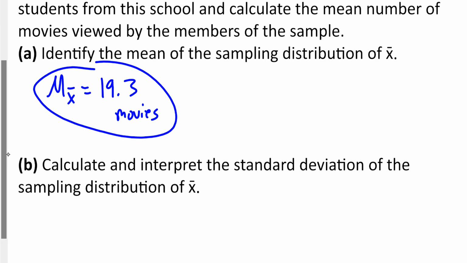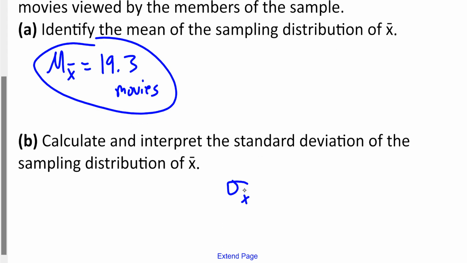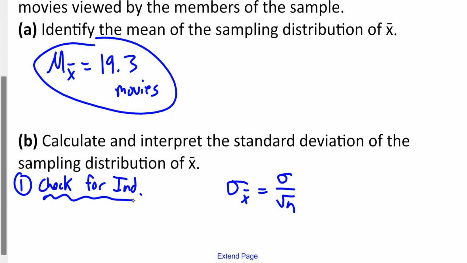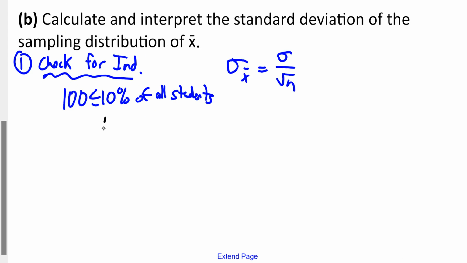Part B says calculate and interpret the standard deviation of the sampling distribution. Well, we said the standard deviation is equal to sigma divided by the square root of n. But let's not even do that yet. We need to first check for independence. It did not say anything about independence, so we need to do that. Is the sample size of 100 less than 10% of all students at this large high school? If it says large, we can assume yes.